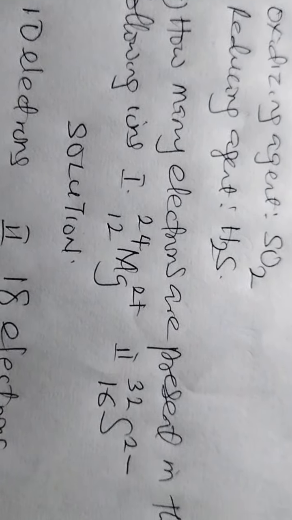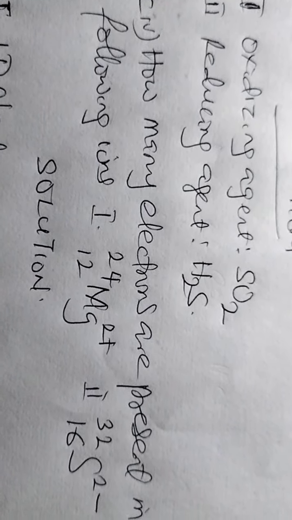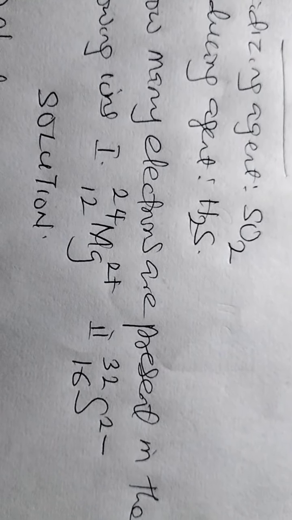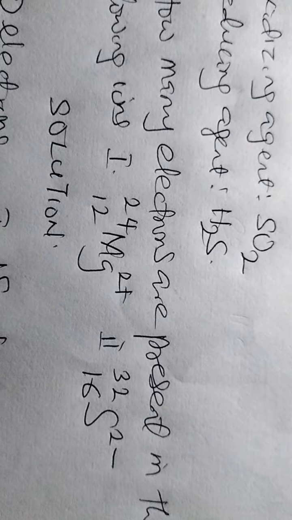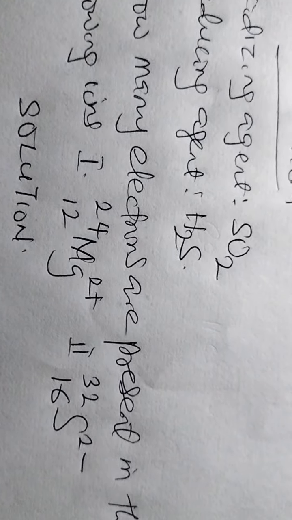CCIV. How many electrons are present in the following ions? I, magnesium 2+ ion, mass number 24, atomic number 12. Then II, sulfide ion, atomic number is 16 and mass number is 32. Let's go to the solution.